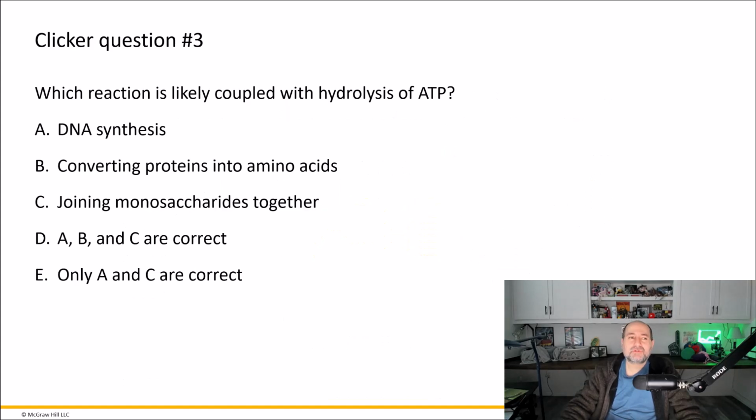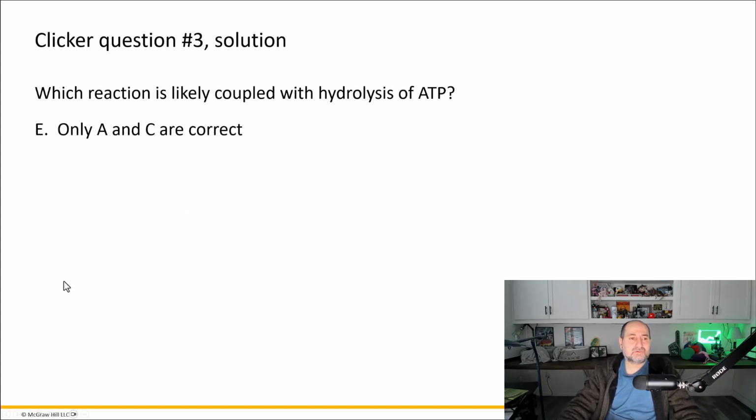And do you all remember that I often add clicker questions to the exam? So for instance, clicker questions may appear on the exam, so I would want you to review all of the clicker questions. For instance, which reaction is likely coupled with hydrolysis of ATP? A, DNA synthesis, yes. B, converting proteins into amino acids, no, because that's breaking something down, and when you break things down, that releases ATP. Or C, joining monosaccharides together? I would say E, A and C are correct.